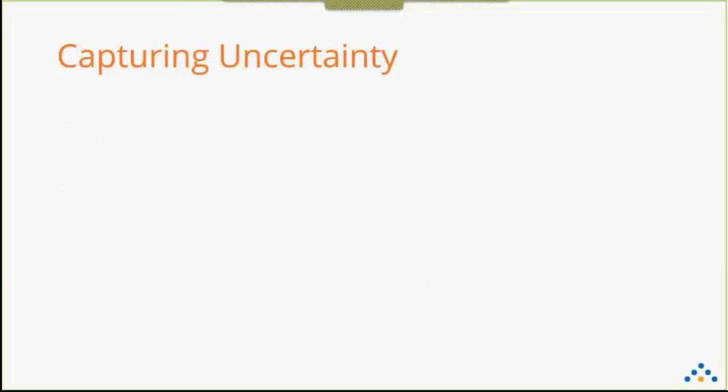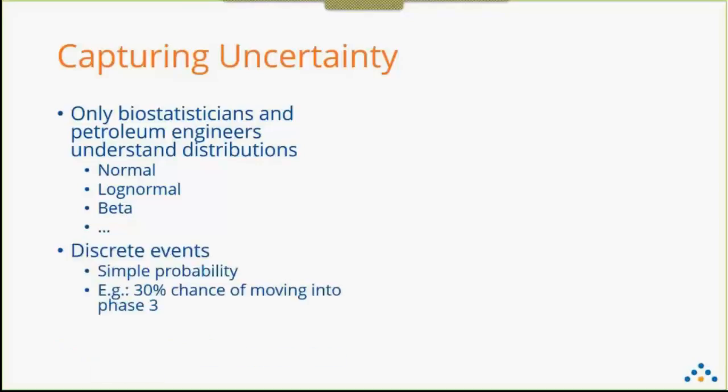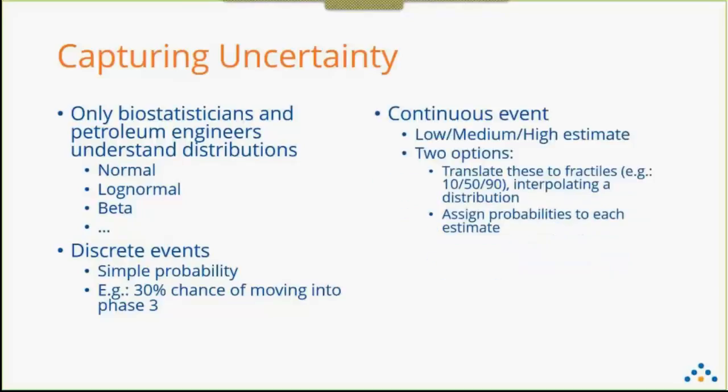So capturing uncertainty. Only biostatisticians, petroleum engineers, and so on think about normal or log normal distributions. For the rest of us, it's good to think about discrete events such as the probability of moving into the next phase, or for continuous events, maybe a low, a medium, and a high estimate, and assigning probabilities to each of these estimates, or simply assuming the low only occurs, or something less than the low only occurs 10% of the time, something greater than the high only occurs 90% of the time, and you can interpolate a distribution from this.